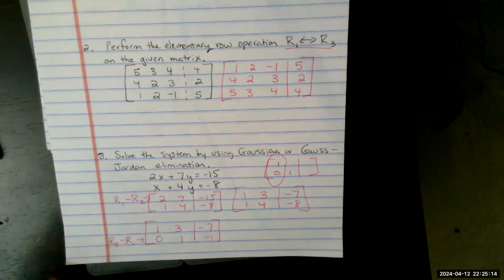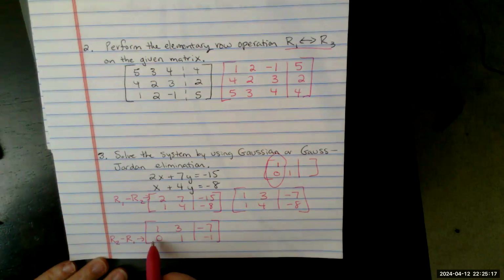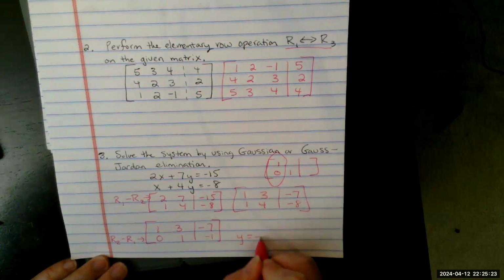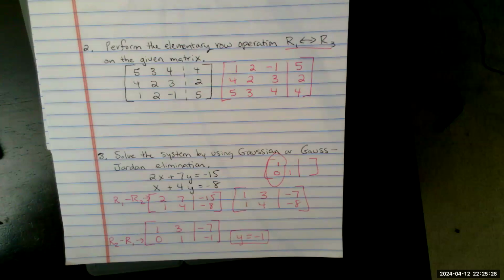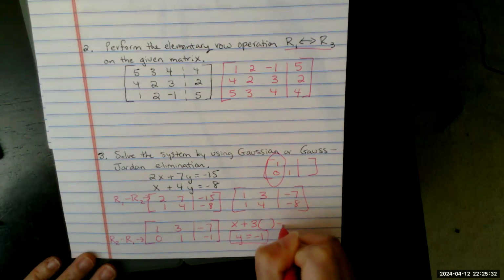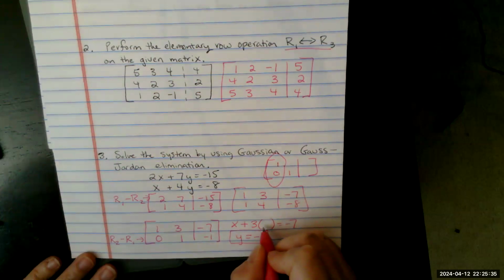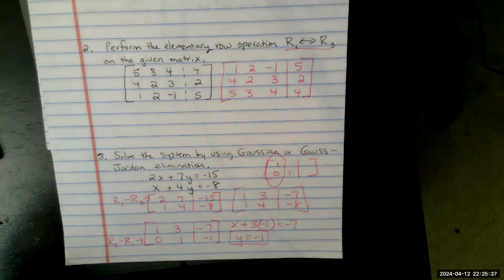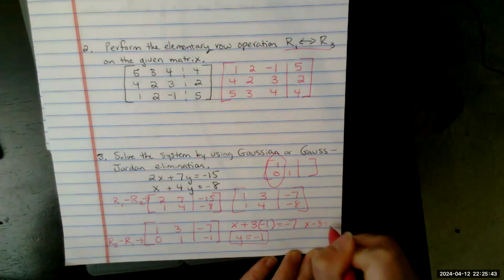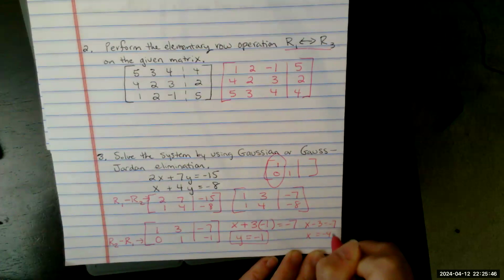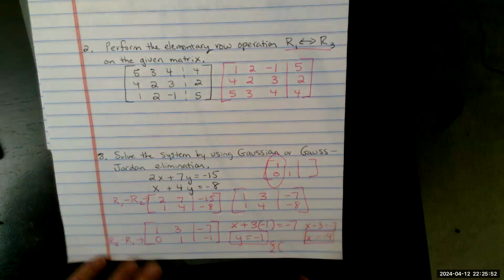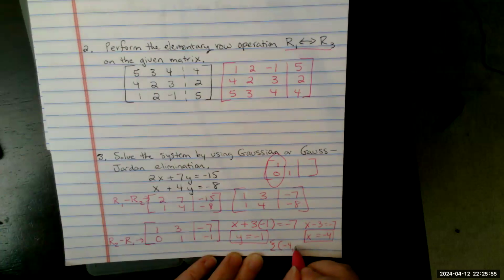Okay. Once you've done that, you should be able to solve this, because if you think about what this really means down here, this means 1y equals -1. So I have the y. And this means 1x plus 3y equals -7, but we now know that y is -1. So this is really x minus 3 equals -7. Add the 3, x equals -4. If they ask you to write this as a solution, you would just write it as the point -4 comma -1.